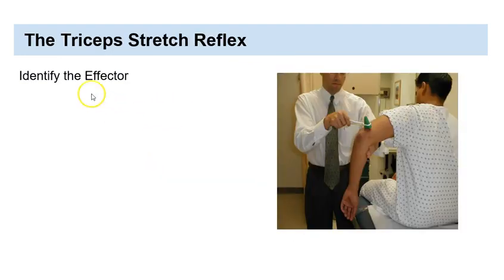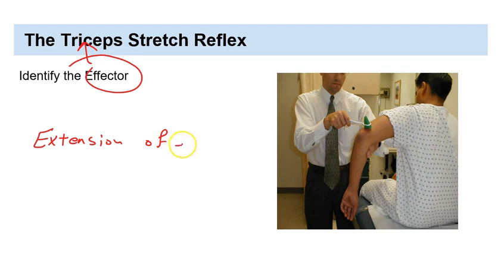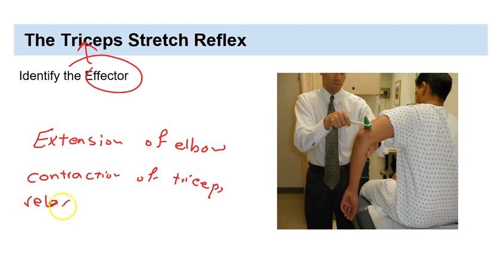Next, we have the triceps stretch reflex, where again we have a receptor found within the muscle, and the controller would be the spinal cord. The effector would be the triceps muscle itself. So the triceps muscle contracts, and the response would be extension of the elbow, which happens by contraction of the triceps and relaxation of the biceps.